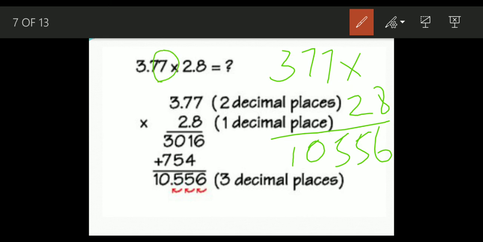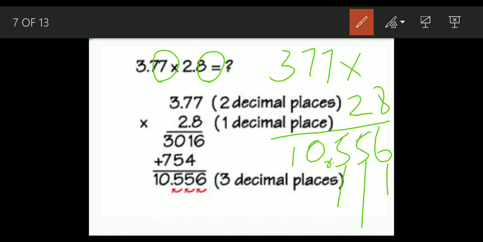Two numbers. After the decimal point on the right side, how many numbers do I have? One decimal number. So 2 plus 1 becomes what? 3. So before the third number, keep the point. This is the first number, second number and third number. Before the third number I'll keep the point.